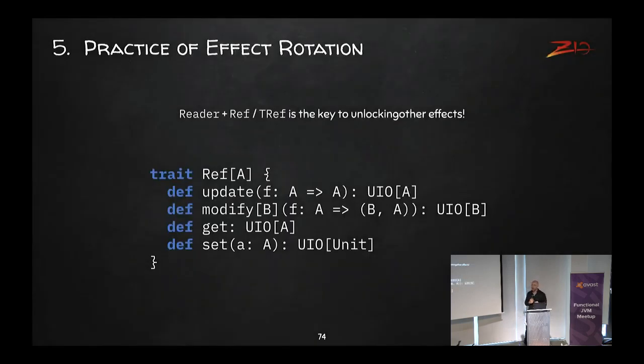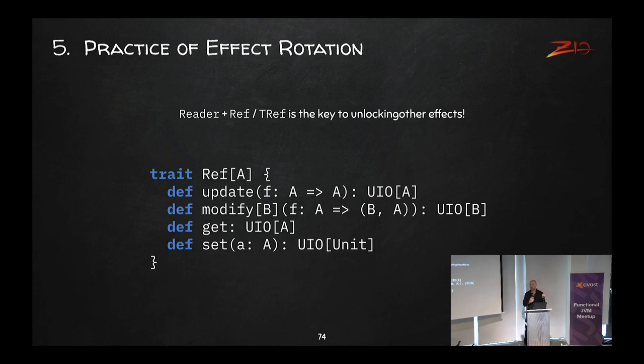The key to unlocking the other effects is a data type called ref. So ref is a model for a mutable cell. And ref is equipped with atomic update and modify operations as well as get and set. So you can think of it as the functional version, the purely functional version of a var.